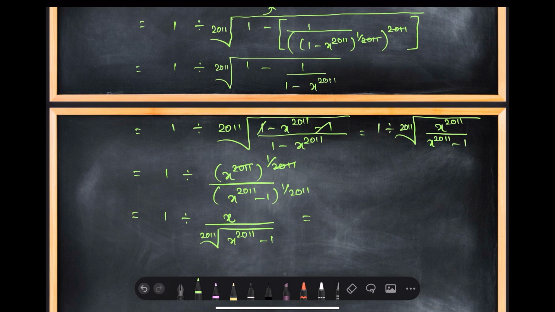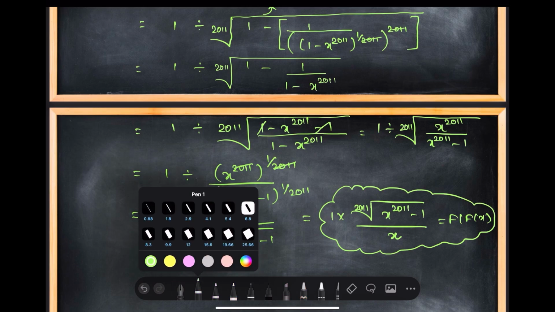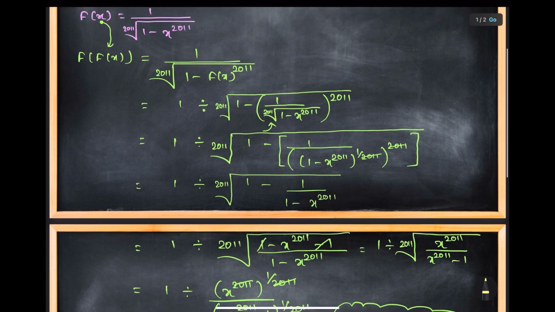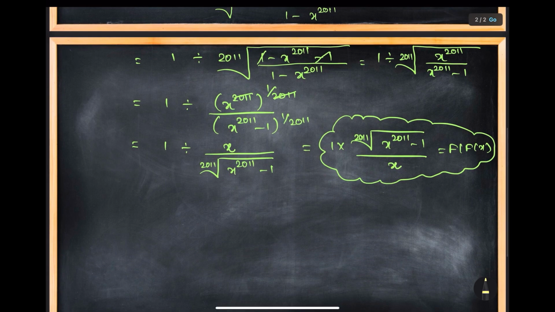So now this division will be changed into multiplication. So it is the 2011th root of x power 2011 minus 1, divided by x. So this is your f of f of x. So if we solve this thing twice, we will get this result done. I hope till this part you guys are okay. Now we didn't get the pattern. So what will we do? We will do one more time f.